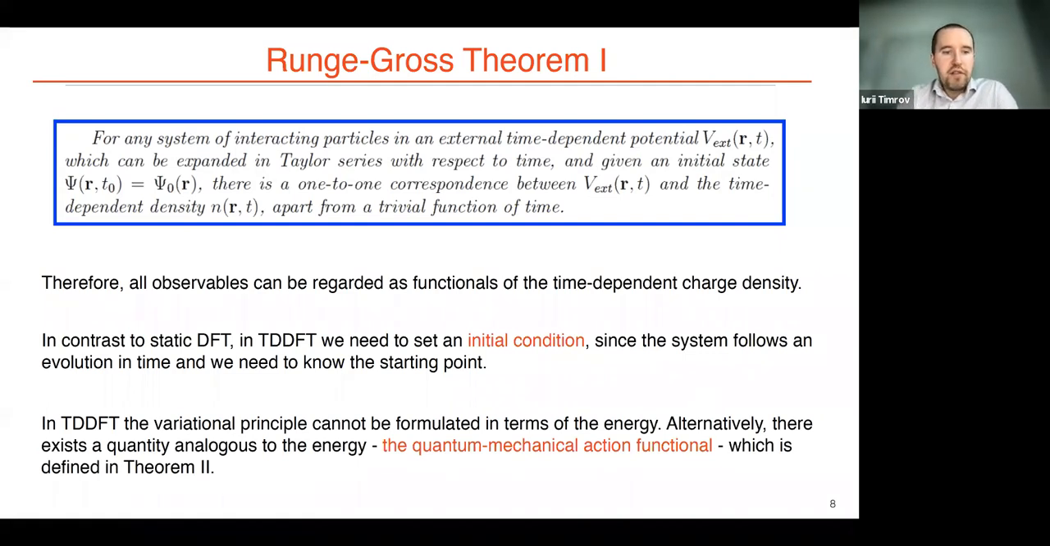As I already mentioned briefly before, in TDDFT, the variational principle cannot be formulated in terms of the energy, because total energy changes in time. And alternatively, there exists a quantity which is analogous to the energy. This is the so-called quantum mechanical action functional. And this brings us to theorem 2.